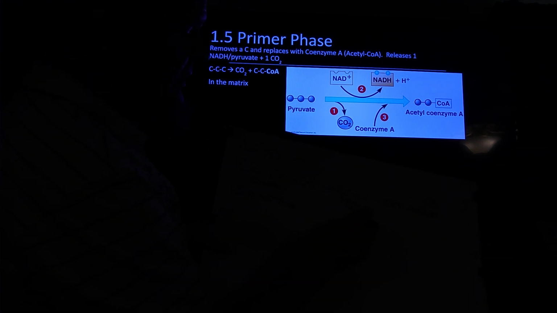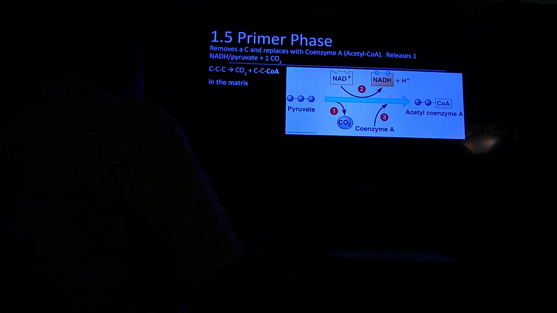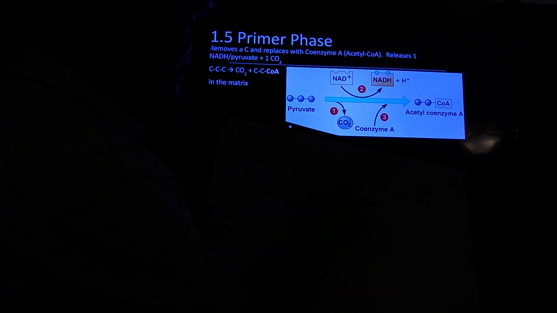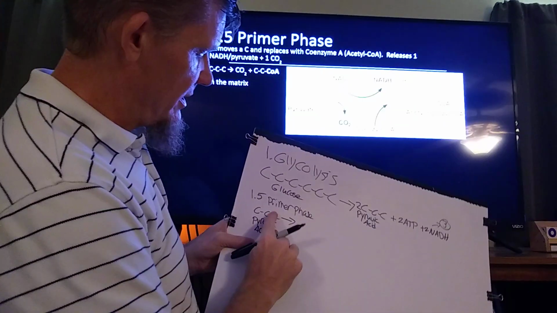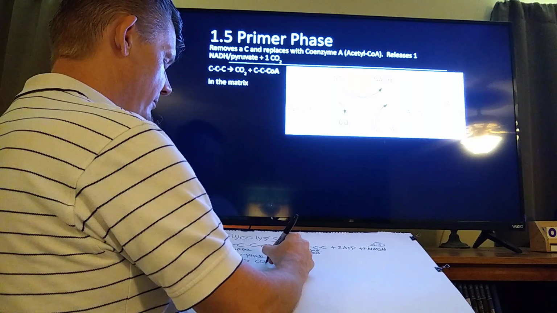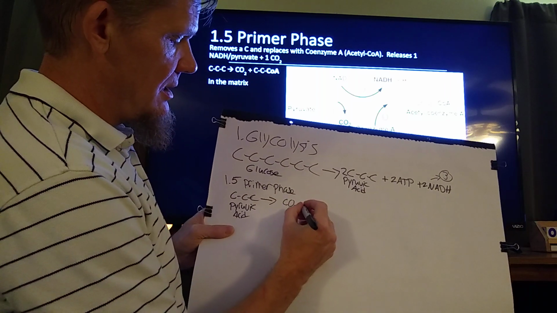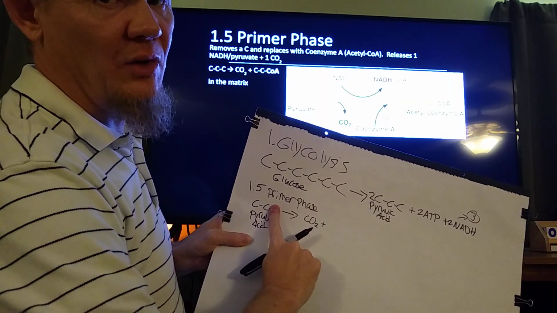I take my pyruvates from the end of step 1, and that's what I begin step 1.5 with. So here's my pyruvic acid. My pyruvic acid from step 1, it's right here. What am I going to do? I'm going to cut off one of these carbons. And when I cut it off, I release it as what? I release it as carbon dioxide. In its place, where that carbon was that I just cut off, I'm going to add something called coenzyme A.